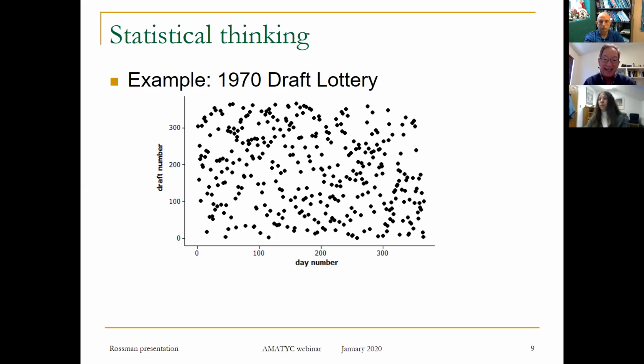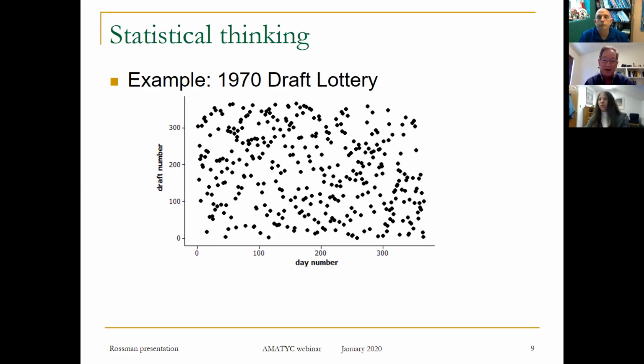So they decided that each birthday of the year would be assigned a draft number. If you were born on the date that got draft number 1, you were in the very first group to be drafted. And draft number 2, and so on, up through number 366, including February 29th.